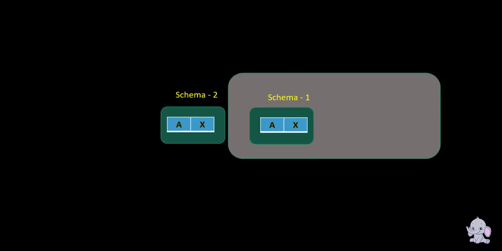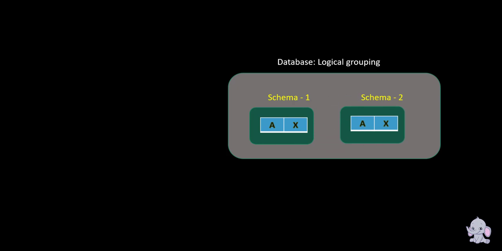Now, when you logically group these schemas together, you call it a database. And finally, to manage all of these, you need a user. A user in PostgreSQL can control the schemas, tables, and even the database as a whole. However, in Postgres, the user is isolated from the database and resides within the broader PostgreSQL cluster.